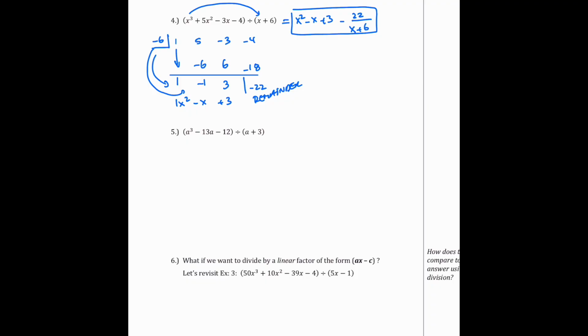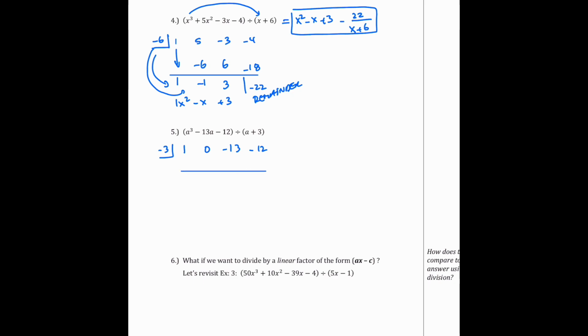So for number 5, again, the setup goes negative 3, 1a cubed. Careful, no a squared, so you put a 0 for that, which is the same as saying 0a squared. You have to account for every single coefficient of every single term with exponent descending order, even if that term does not exist. Even if I don't see an a squared, it's really 0a squared. And then minus 13, minus 12.